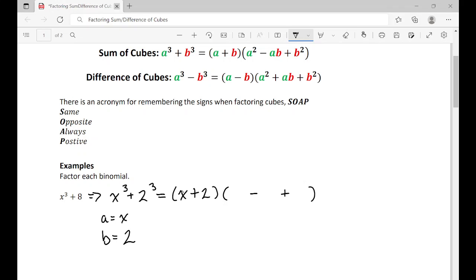Now this is the hardest part. Once you get this down, the rest is easy. The first term is a squared, so it's this term times itself, x squared. The middle term is ab, so x times 2, which is 2x. And the last term is b squared, which is 2 squared, 4. And this is the factored form. This second part, this trinomial, this quadratic, cannot be factored, so this is as far as it can go.